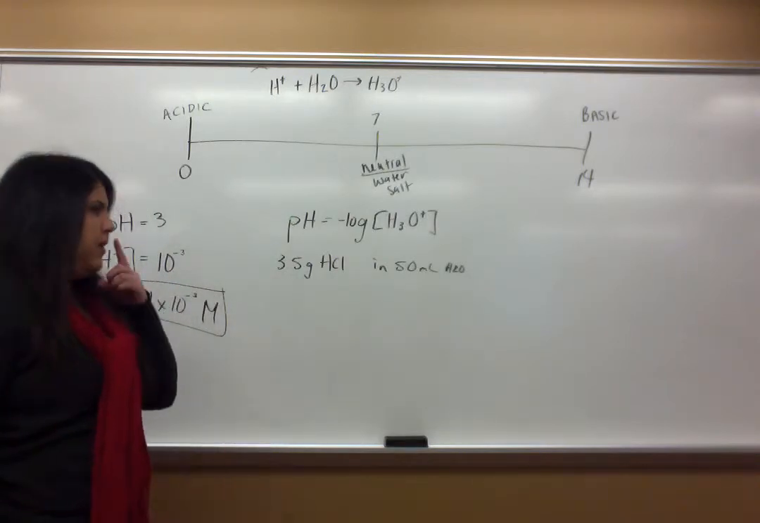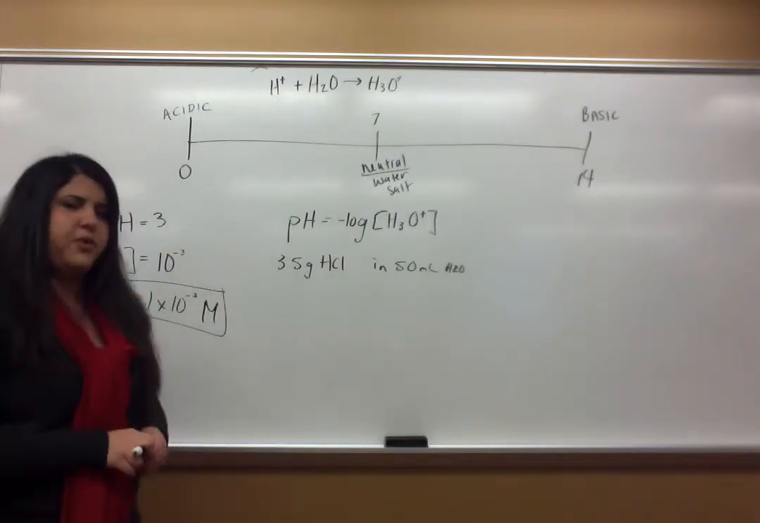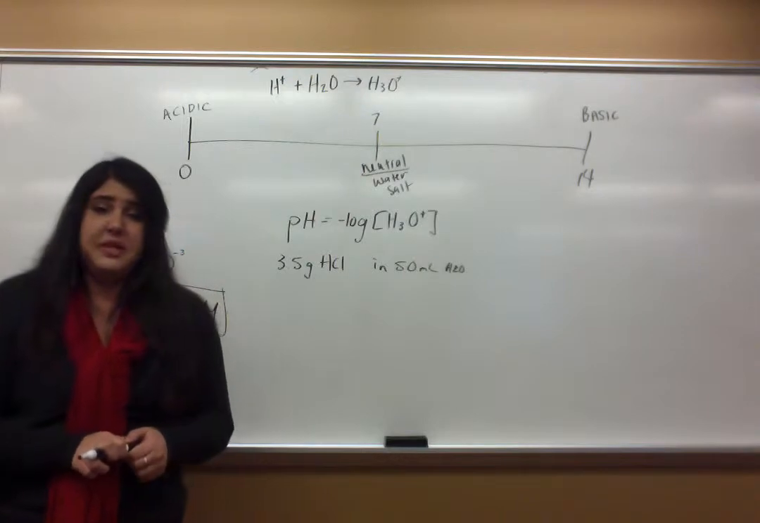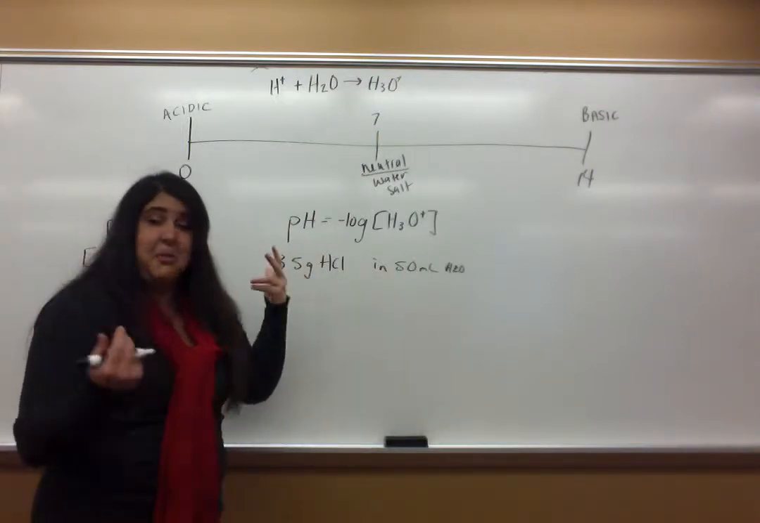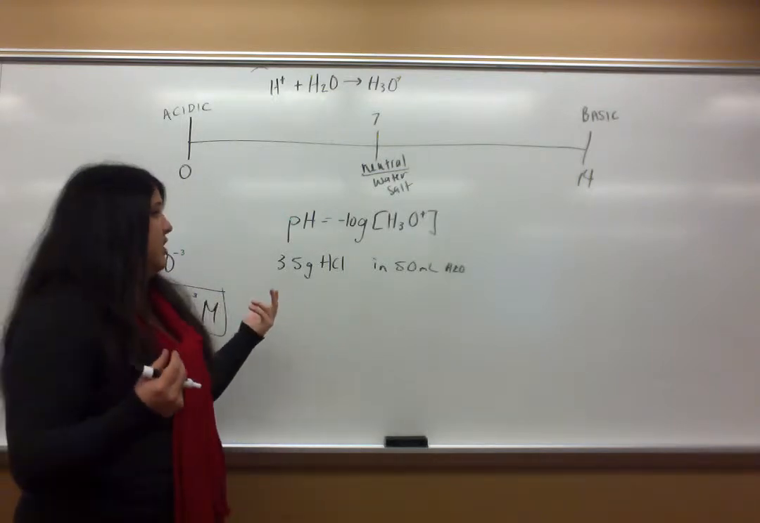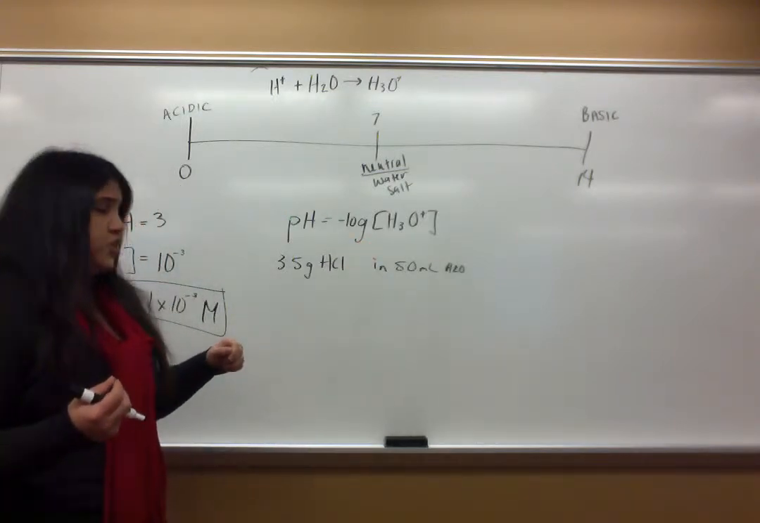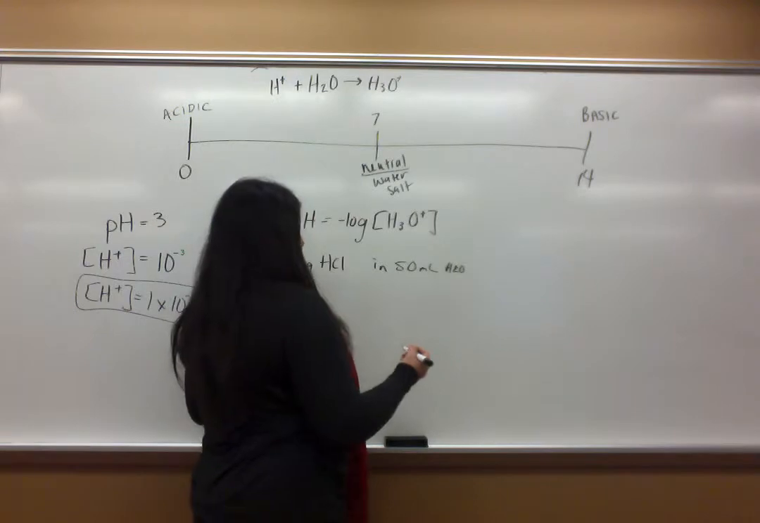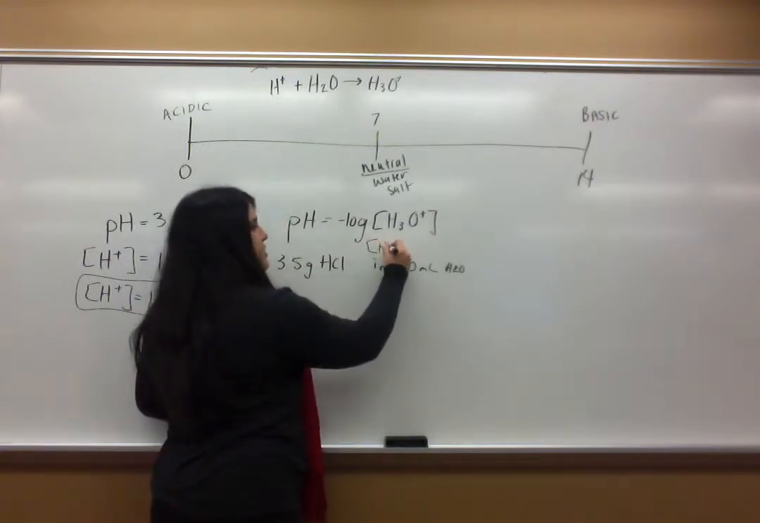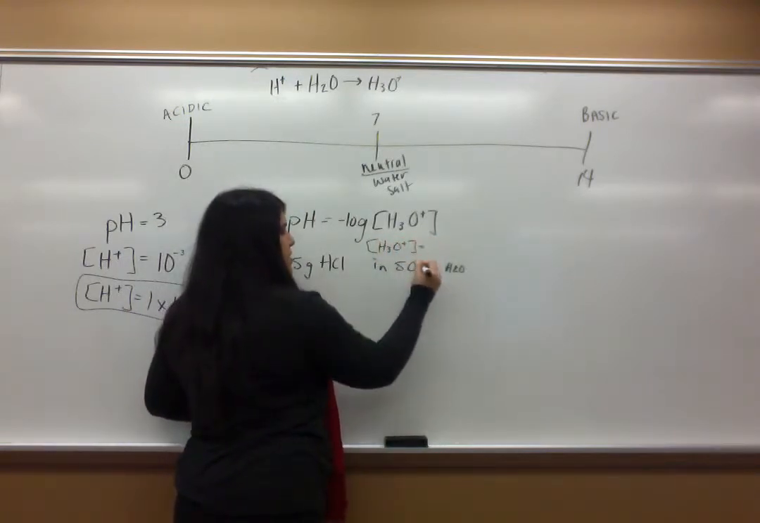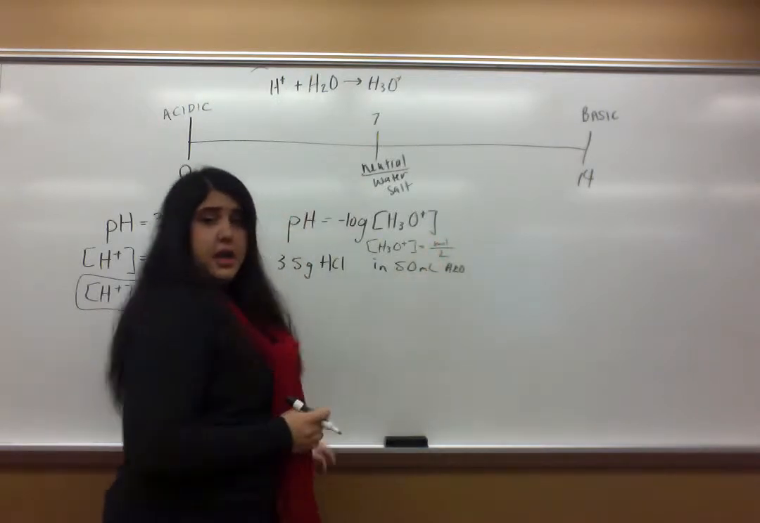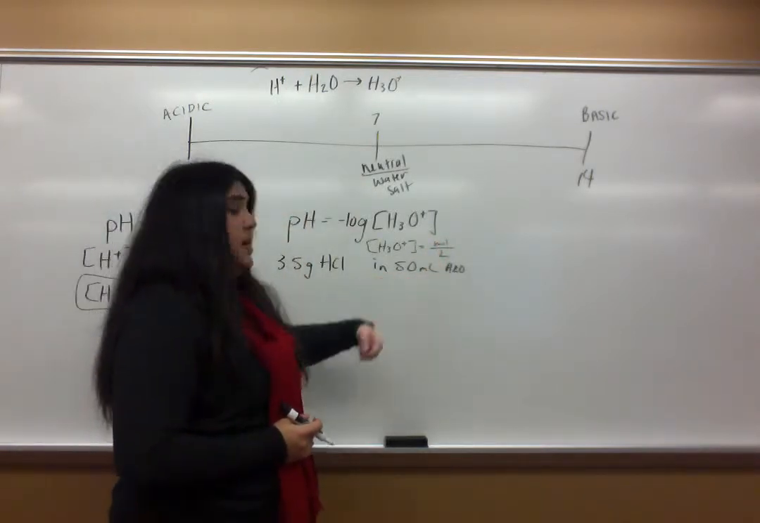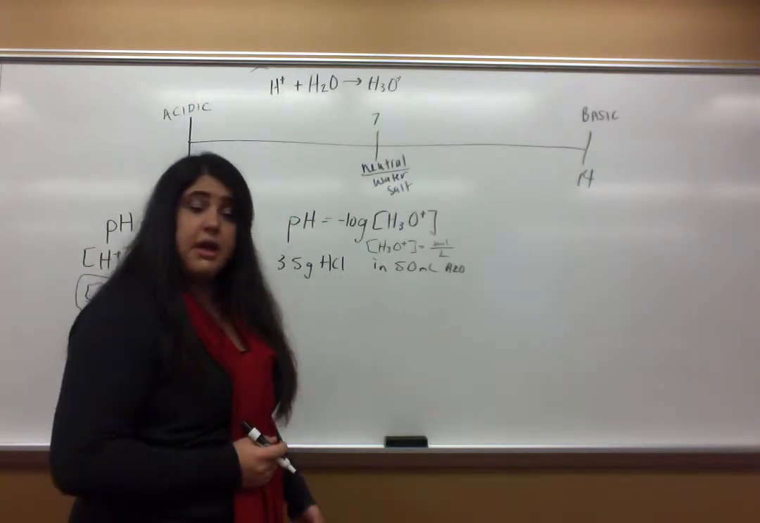Okay, now thinking about this, 3.5 grams of HCl and then 50 milliliters of water, can I solve for the pH with these numbers right away? I don't think so. I need to know the concentration of H3O+ to find pH, and my concentration of H3O+ is going to be equal to moles of H3O+ per liters of my solution. Now, I have milliliters of solution, so might as well start there.